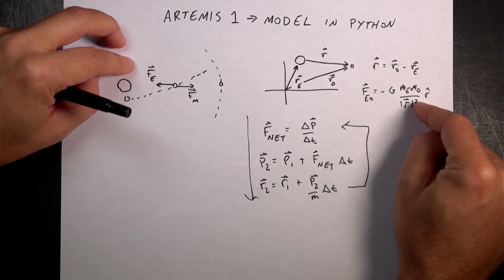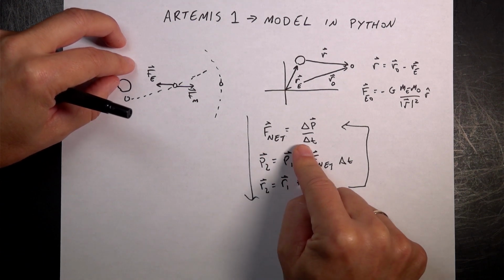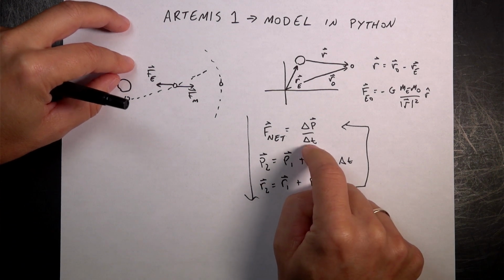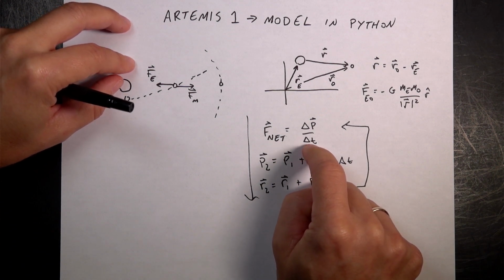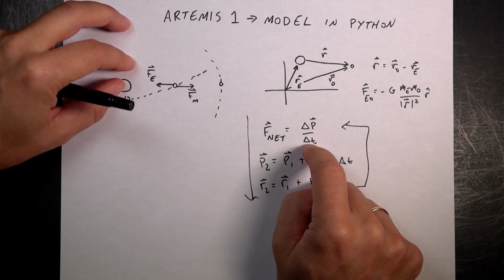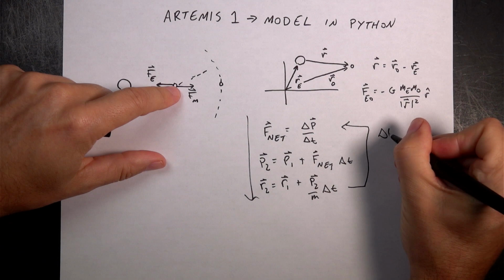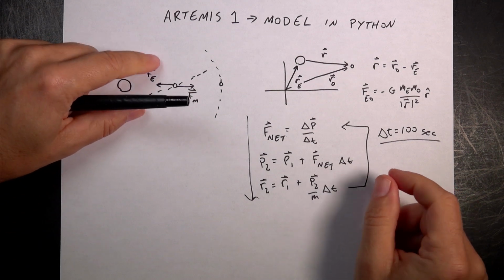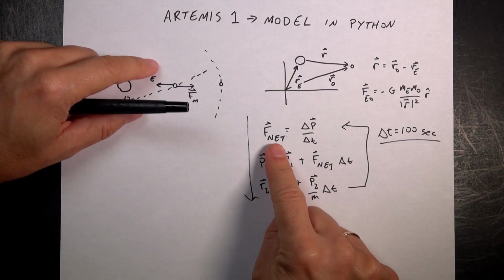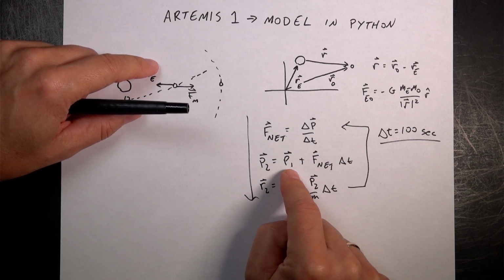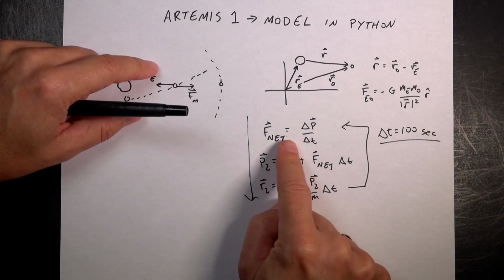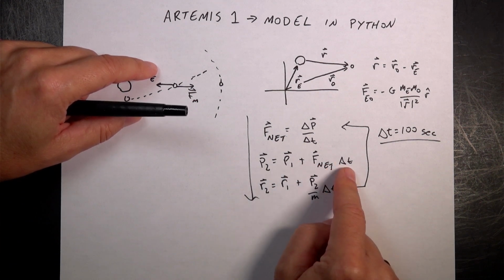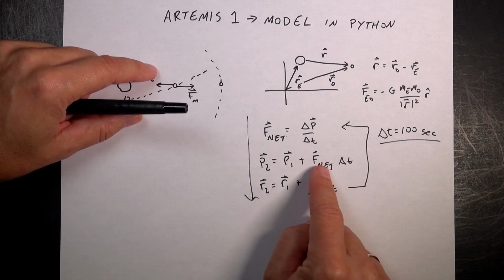Once I know the forces on the spacecraft, I can use the momentum principle. This says that the net force is the change in momentum with respect to time. If I pick a small non-zero time interval, then I can assume the net force is constant over that time interval. I think I'm going to pick something like delta t is 100 seconds, which seems long, but it's not that long in terms of the spacecraft's motion. If the momentum at the beginning of the time interval is p1, then the momentum at the end is that initial momentum p1 plus the net force times delta t. So I can update the momentum if I assume the force is constant.